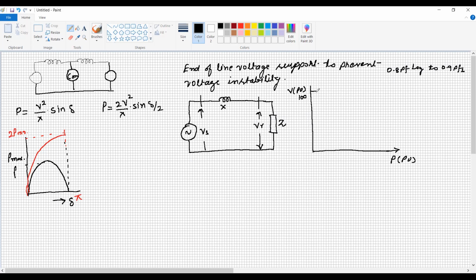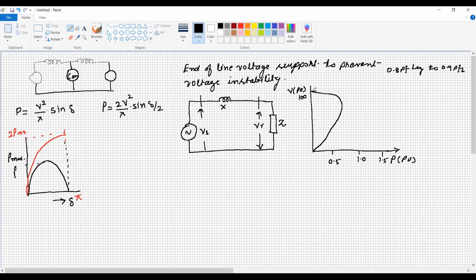Okay, so here the voltage is, say, 0.5. We can represent it as 0.5 PU, then 1 PU, and it may be 1.5 PU. This is the power axis. It is found that in the voltage versus power curve for low power factor, when the power factor is 0.8, this is the instability point at which the power does not go more than 0.5 PU and there is a voltage collapse.